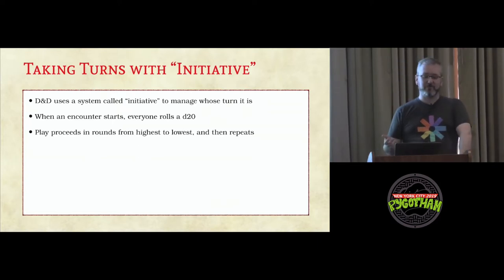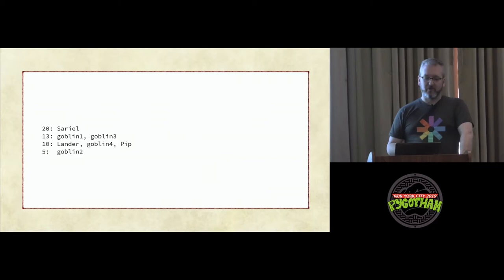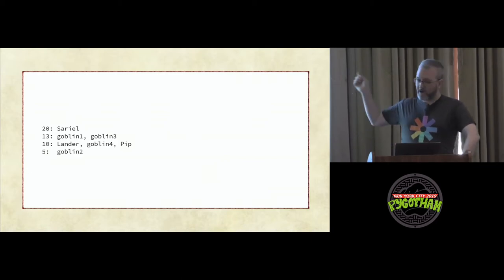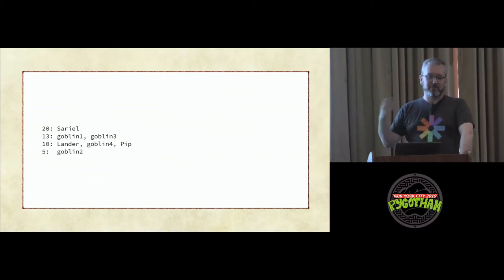So D&D, as we mentioned earlier, has this thing called initiative. We roll a d20, and we go from the highest to lowest to determine who goes when. So let's say we all roll for initiative. And if we write down the results, it might look something like this. So Serial rolled a 20. Goblin 1 and Goblin 3 rolled a 13. Lander, Goblin 4, and Pip rolled a 10, and so forth.